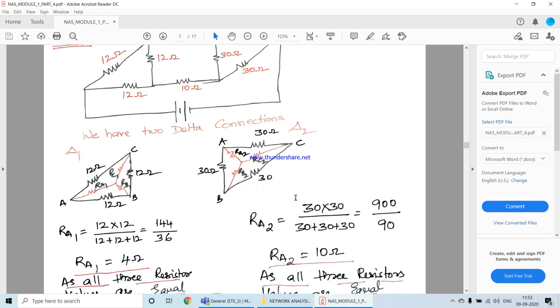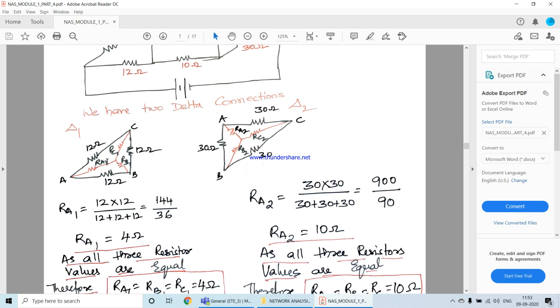Now how to find these values? As we all know, either you can use the expressions which we derived earlier, or there is one simple method which I will tell you so that you can easily find the star equivalent of a delta. Now RA1 should be calculated, right? Just see the resistances which are next to, adjacent to, RA1.